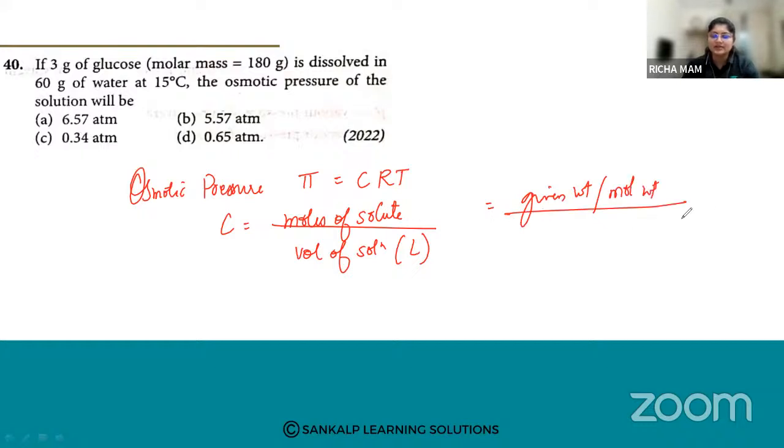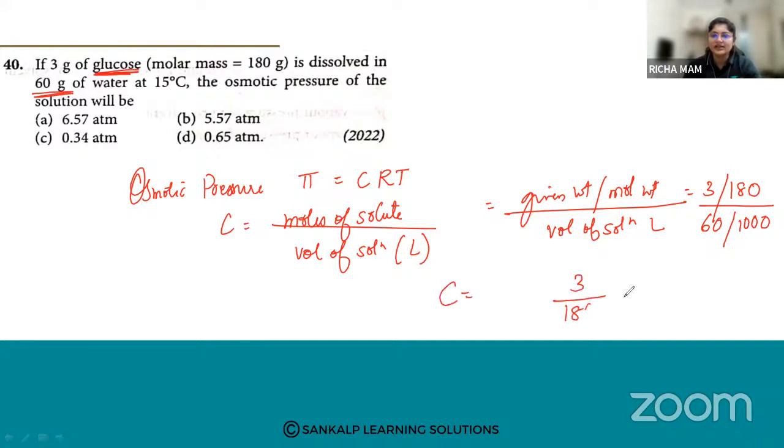Given weight is 3 grams. The molecular weight of the solute, glucose, is 180. Then volume of solution in liter: 60 grams, so 60 divided by 1000, that is 10 raised to minus 3. Now find out the concentration. So 3 by 180 into 1000 by 60, that is 30 by 18 into 6.